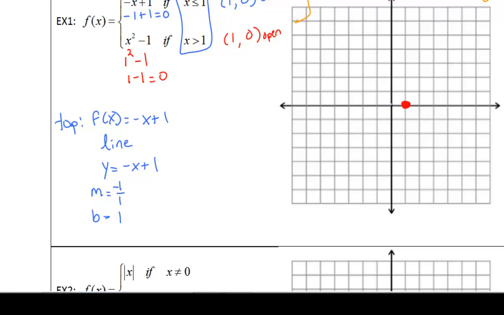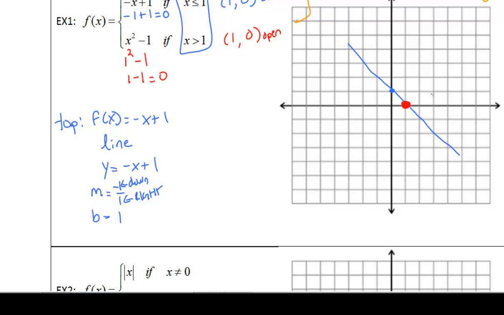So let's go ahead and graph it. My y-intercept is 1, and my slope is down 1 and then right 1. So let's go down and right. So down 1 and right 1, just happen to be at that point. And then 2 points is all I need to make a line, so I'm going to go ahead and make my line. Now notice I made the whole entire line.